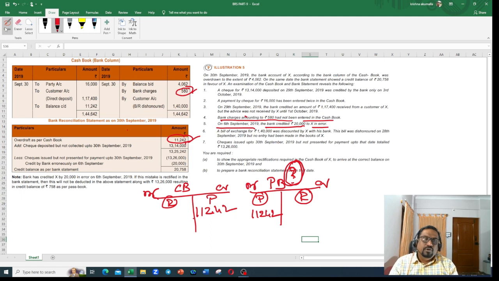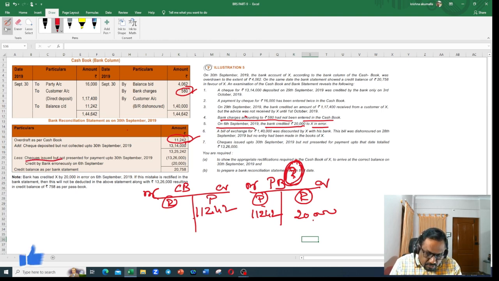Next, on 6th September 2019, bank credited 20,000 to X in error. This has to be recorded here. 20,000 by mistake they recorded. Who recorded? The banker recorded. They credited it in our account. So 20,000 they credited here, because of which this balance has come down. Question mark balance has been reduced. Since the question mark balance is reduced, you need to subtract this.